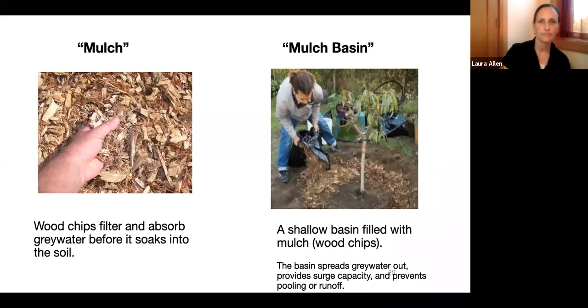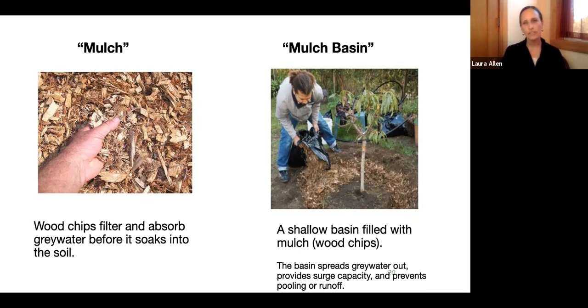So now I'm going to talk about some basic components of the systems that are really important. The first one is mulch. You probably have all seen mulch, wood chips. It's called arbor mulch or playground mulch. It's just chunky wood chips. And we use it a lot in landscapes for preventing evaporation and preventing weeds.